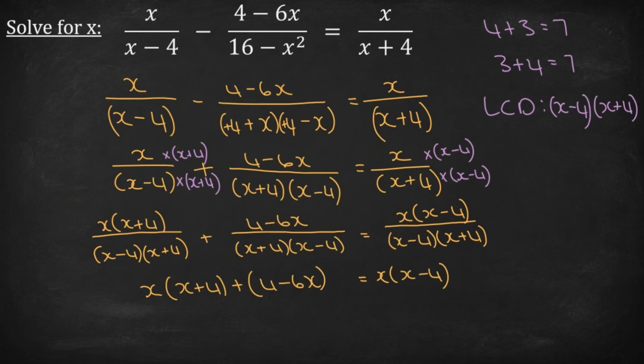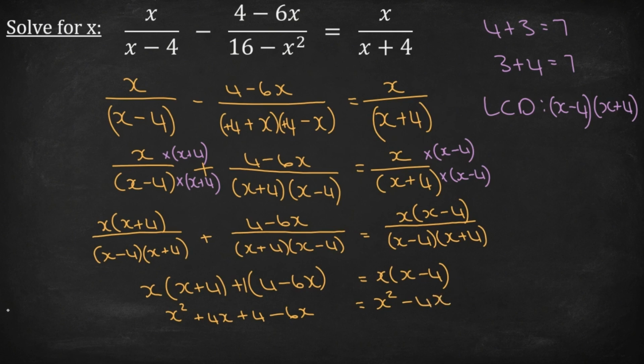Now it's time to remove the brackets by distributing this x into this bracket, to distribute this positive 1 into this bracket, and this x into this bracket. Okay, so x multiplied by x is x squared, and x multiplied by positive 4 is positive 4x. And in front of this bracket is positive 1. Remember, that is an invisible 1 there. So positive 1 times 4 is positive 4. Positive 1 times negative 6 is negative 6x. And that equals x times x equals x squared, and x times negative 4 is negative 4x.